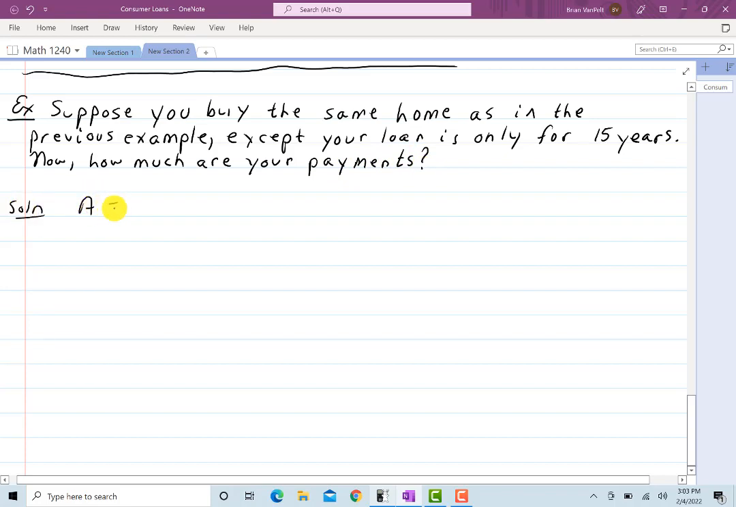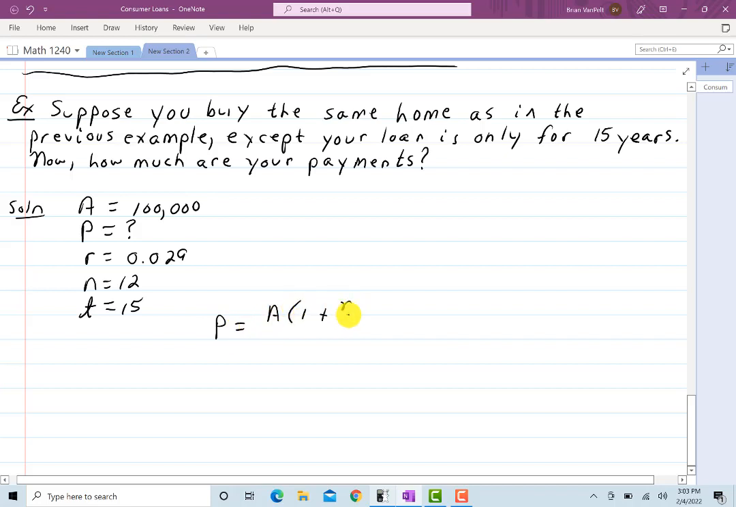So let's get our numbers down again. The A is still 100,000. The P, I don't know that. The R is still 0.029. N is essentially 12 unless I say otherwise. And then T this time is only 15. So our formula then, P equals A times 1 plus R over N to the NT times R over N divided by 1 plus R over N to the NT minus 1.